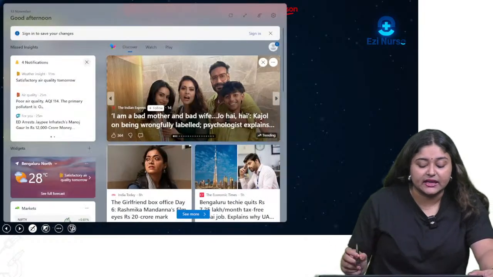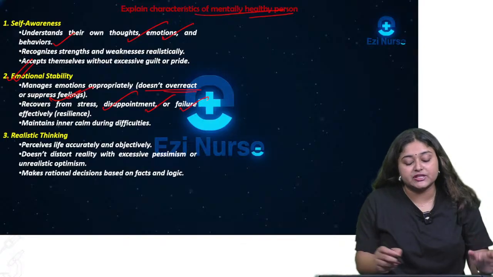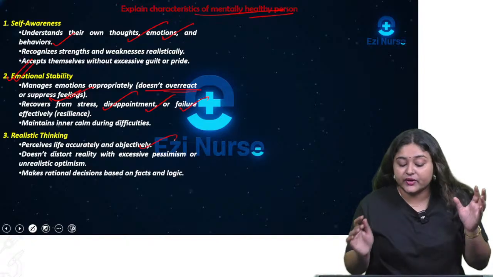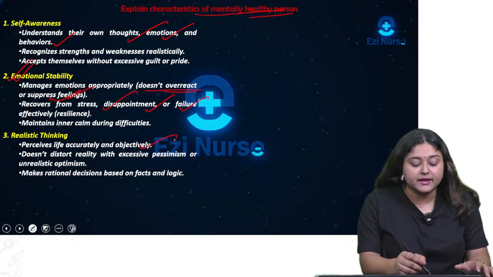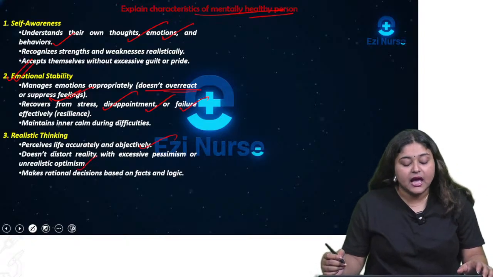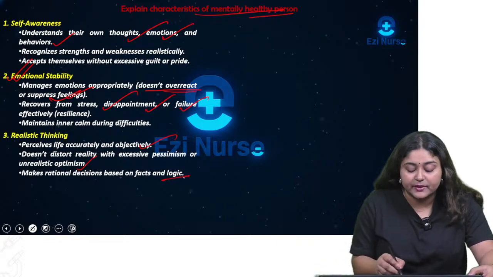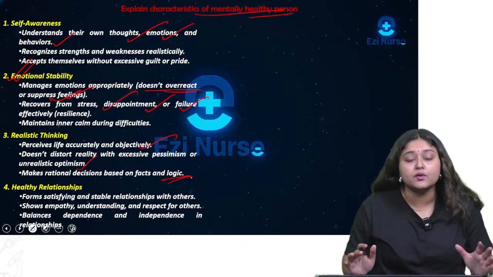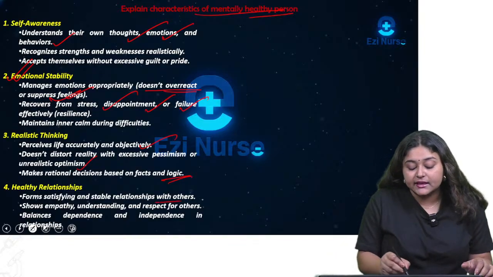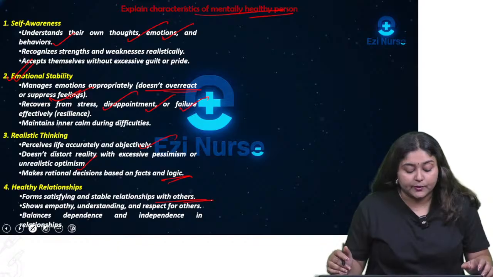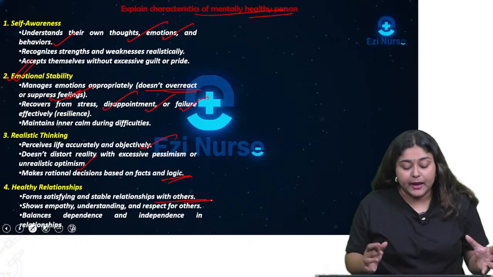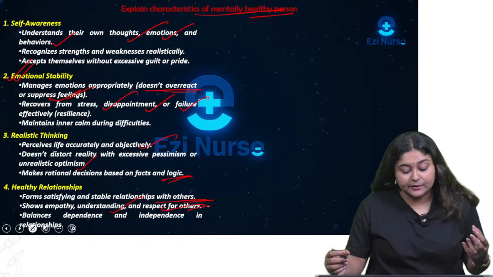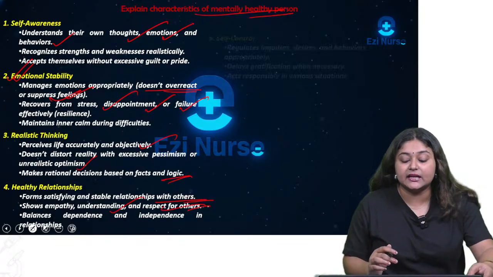Next is realistic thinking. In this you have to perceive life accurately as well as objectively, and not distort reality with excessive pessimism or unrealistic optimism, and you have to make rational decisions based on facts and logic. Now come to healthy relationships. In this you have to form satisfying and stable relationships with other people, show sympathy, understanding and respect for others, and balance dependence and independence in the relationship.